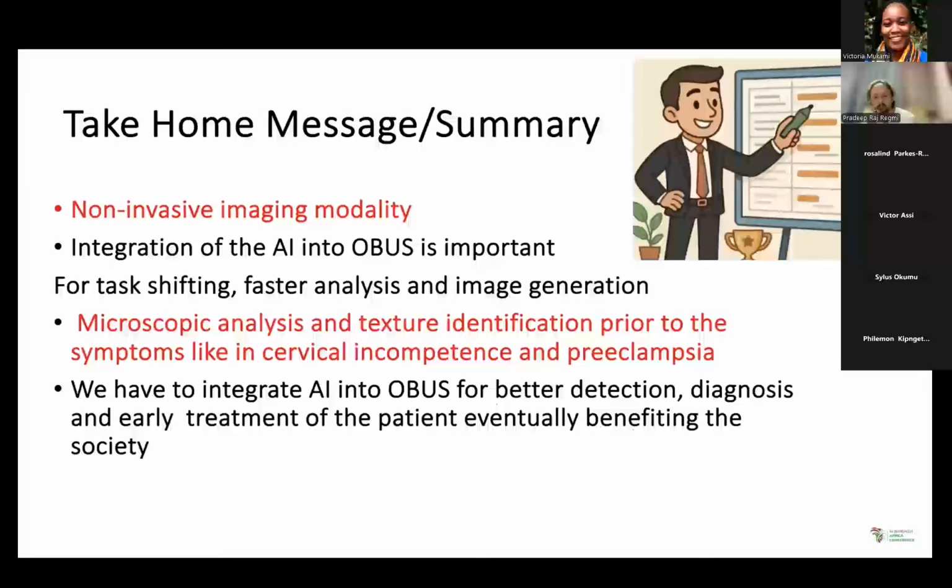So we have to integrate this AI into obstetric ultrasound for better detection, diagnosis, and early treatment of the patients, eventually benefiting society in low and middle income countries like ours. So thank you.